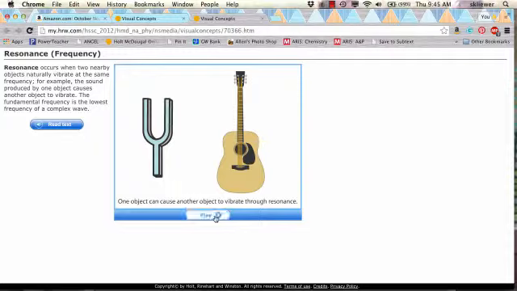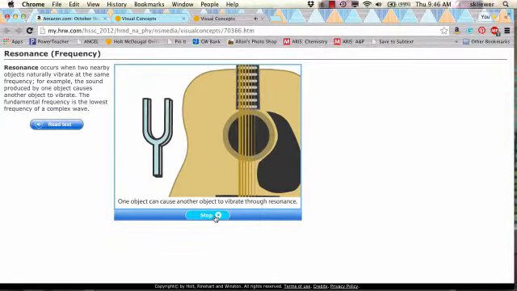Okay, this is talking about resonance. Vibration of one object can cause another object nearby to vibrate as well. If the second object can vibrate at the same natural frequency as the first, large vibrations will occur in the second object. This phenomenon is an example of resonance. Resonance occurring between a vibrating tuning fork and a guitar string is greatest when the frequency of the sound wave produced by the tuning fork is the same as the fundamental frequency, or lowest frequency, of the guitar string.